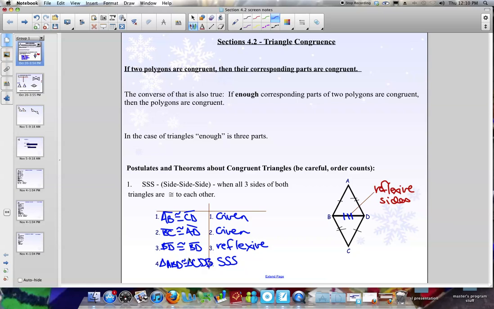So now I've completed my proof. I've been able to show that because all 3 sides of my 2 triangles are congruent to each other, then my triangles are congruent, and my reason would be our first postulate, side, side, side.